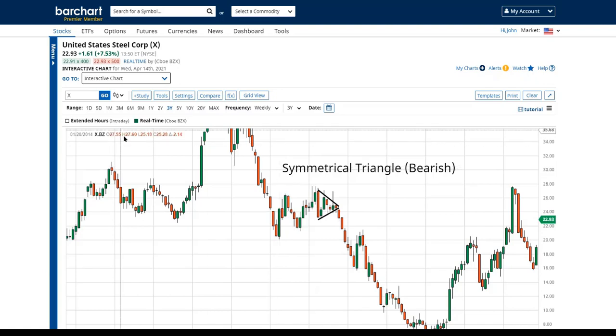All right, so let's talk about rectangles or staircases. And these ones I like because these are really typical with very strong trends.